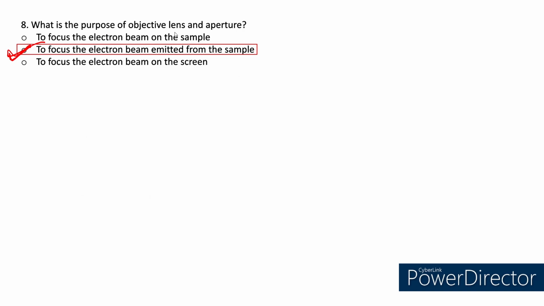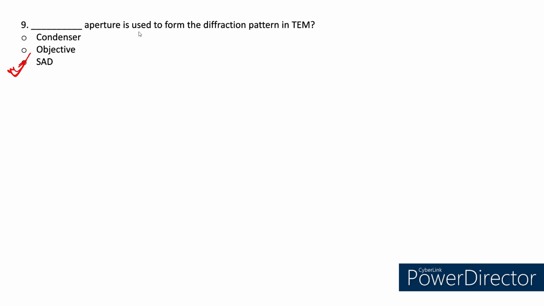So what is the purpose of the objective lens and aperture? It is to basically focus the electron beam emitted from the sample. Basically the SAD aperture is normally used to form the diffraction pattern in TEM. That's why the answer will be selective area diffraction aperture. As we already see, the SAD aperture plays a great role in TEM. They control a lot of parameters there.